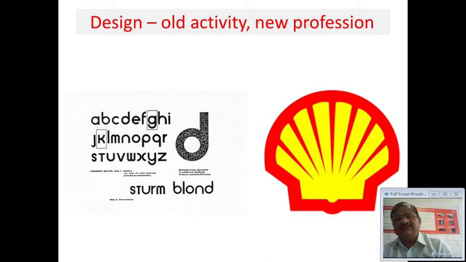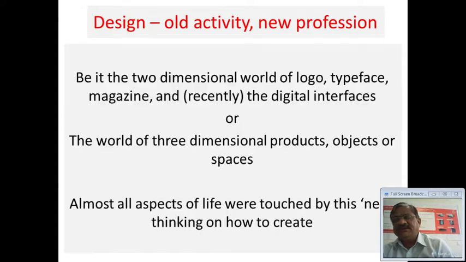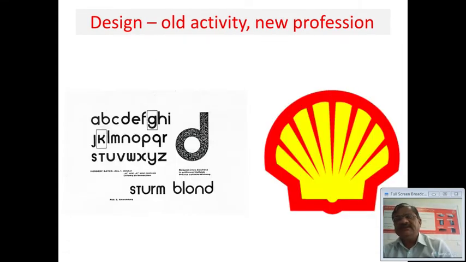Not only products, not only furniture, not only transportation, but the thought of beauty and function and ergonomics also crept into the two-dimensional world. People started thinking about beautiful and good-looking logos, which would become strong brand identities. Designers concentrated on the design of fonts also. Today typography is a well-known and very popular profession. This is how the popular typeface known as Universe was designed. This is a Burma Shell logo, which was designed in the middle of the 20th century.